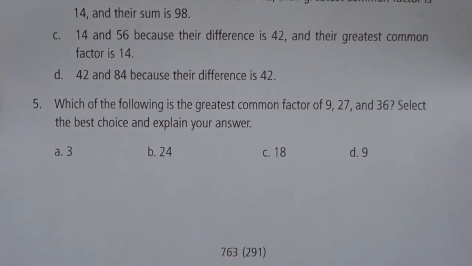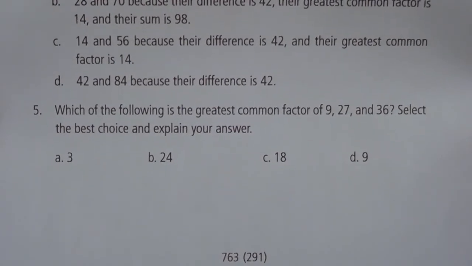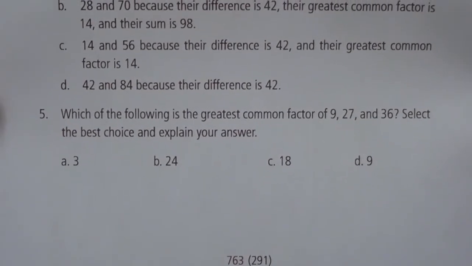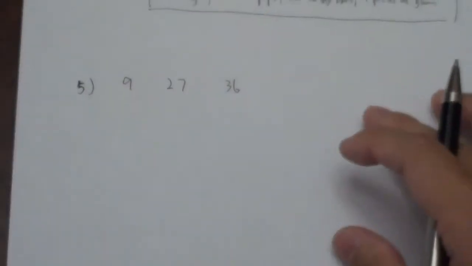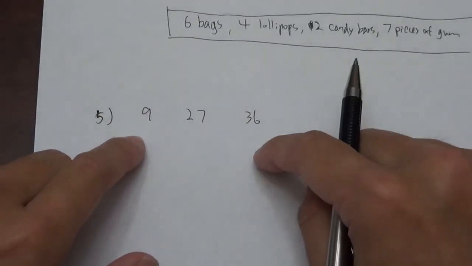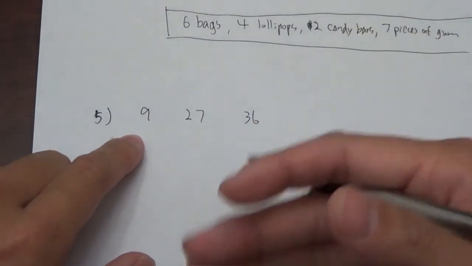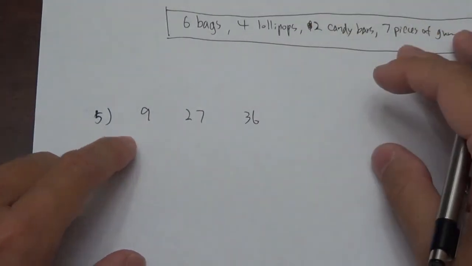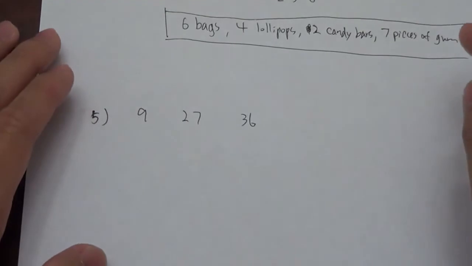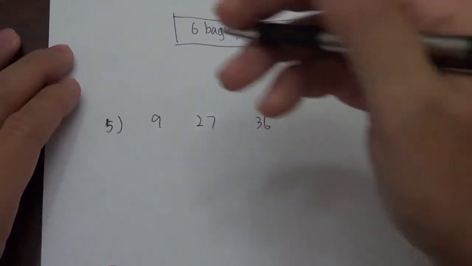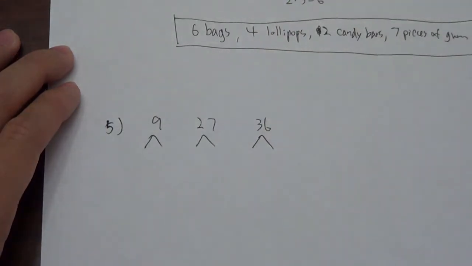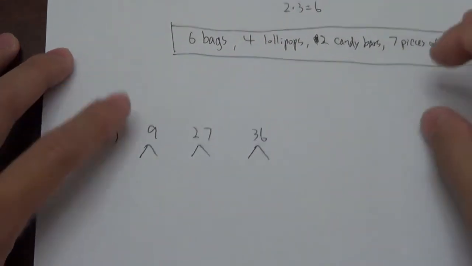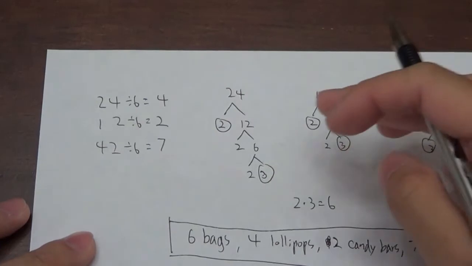Okay, number 5. Which of the following is the greatest common factor of 9, 27, and 36? Alright, so we already done this before. We just want to find the greatest common factor using either the T-chart or factor tree, find out which of the factors they have in common. If you use the factor tree, I'm not actually going to work this out. You should be able to do this, and if you can't, you can always refer back to the 2 word problems we just did.